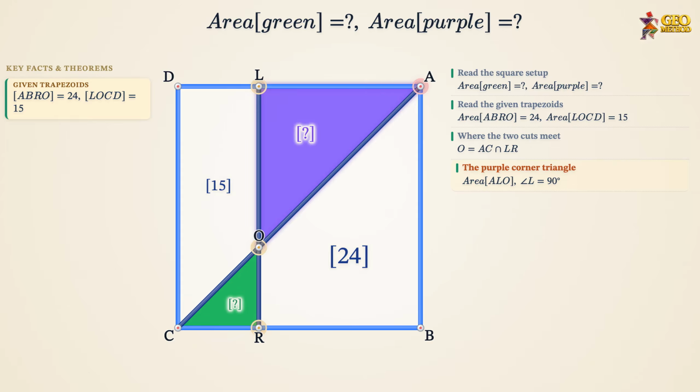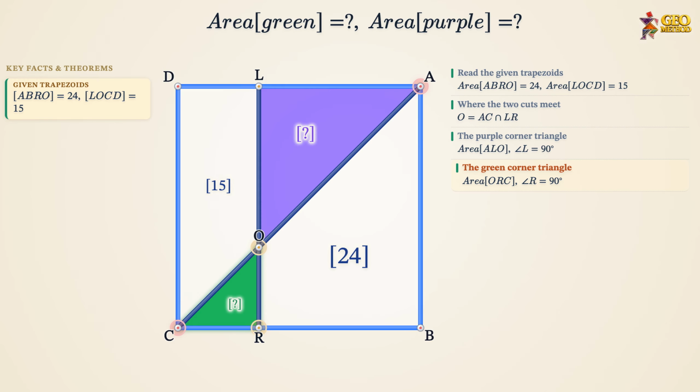The purple triangle ILO sits in the top right corner. Its horizontal leg, segment IL, runs left along the top edge, and its vertical leg, segment LO, runs along the level line. So the corner at L is a right angle. That right angle is worth remembering, because we will lean on it for a similarity later.